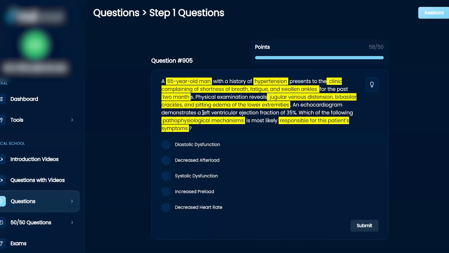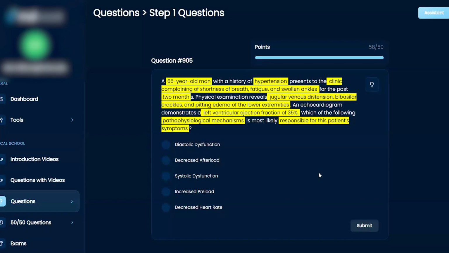He's got JVD, bibasilar crackles, and pitting edema of the lower extremities, and he has a left ventricular ejection fraction of 35%, which is not good. Okay. So what causes this congestive heart failure that we've clearly got here? Let me think. Isn't it, don't you have decreased preload and decreased afterload with congestive heart failure?